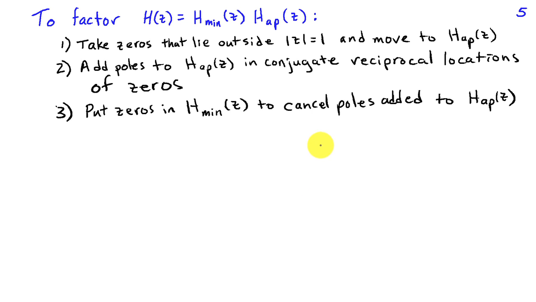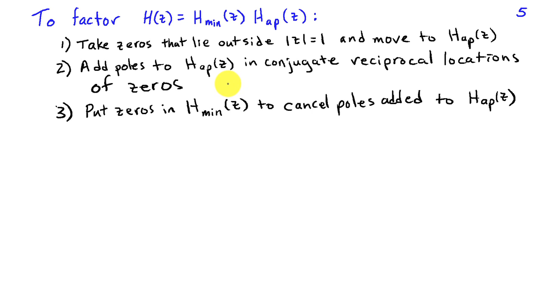Now, one of the useful things we can do with an all-pass system is write an arbitrary system as the product of a minimum phase term and an all-pass term. And again, this decomposition requires that H of z does not have any zeros on the unit circle. So what we're going to do is take all the zeros of H of z that lie outside the magnitude of z equals 1 and move them into the all-pass term. And then we will add poles to the all-pass term at the conjugate reciprocal locations of the zeros that we move into the all-pass term.